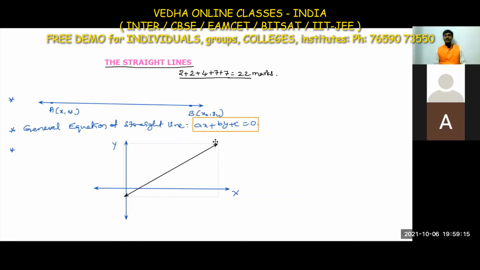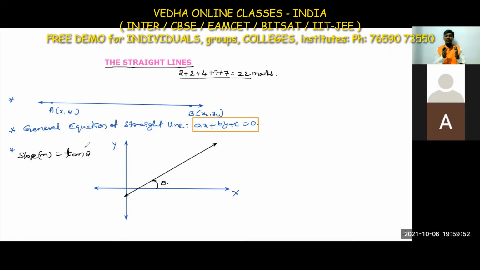So here, what is the angle? This is the angle, theta, with the positive direction of the x-axis. By using this theta we can find the slope of a line. What is the formula for finding the slope? For finding the slope we usually represent it with m. Slope is equal to tan theta is the formula for finding the slope.